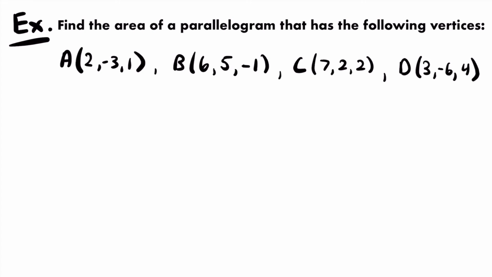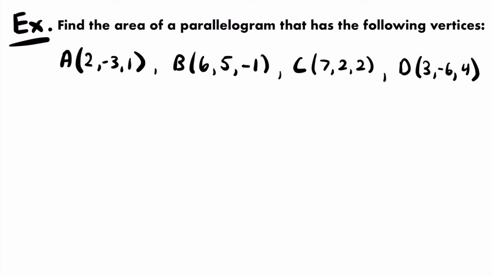Okay, so next up we want to find the area of a parallelogram that has the following vertices, and we have 4 different points, A, B, C, and D. Point A is the point 2, negative 3, 1. Point B is the point 6, 5, negative 1. Point C is the point 7, 2, 2. And point D is the point 3, negative 6, 4.